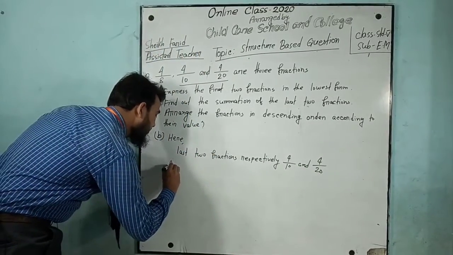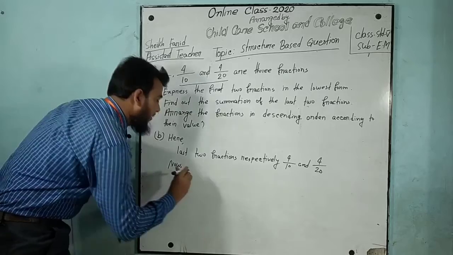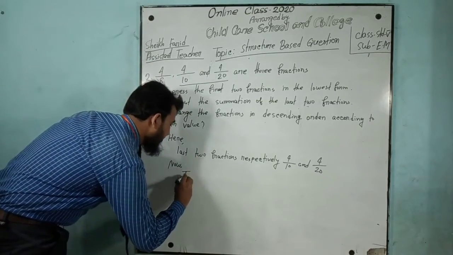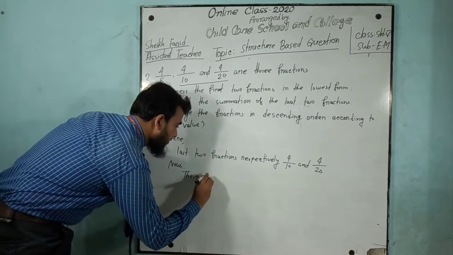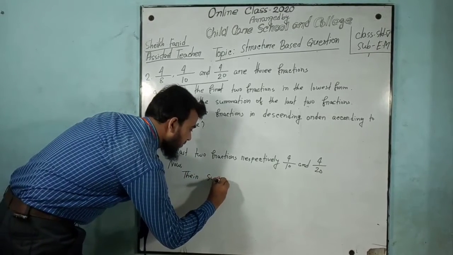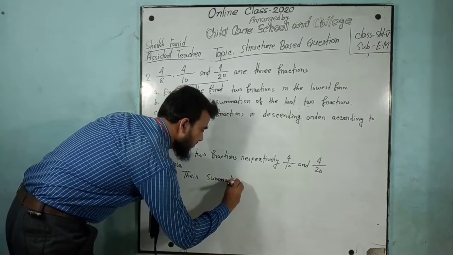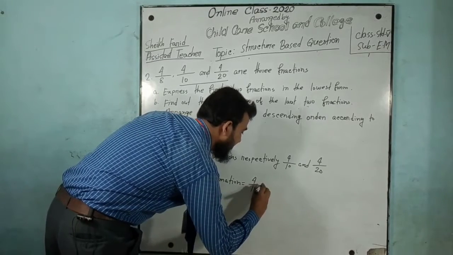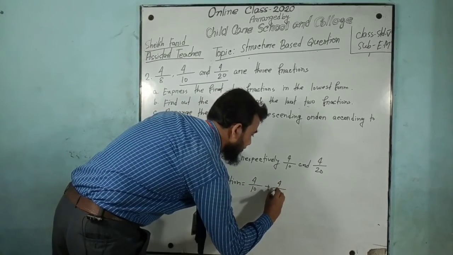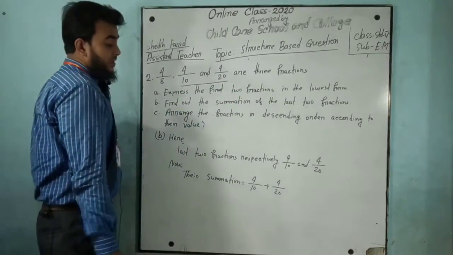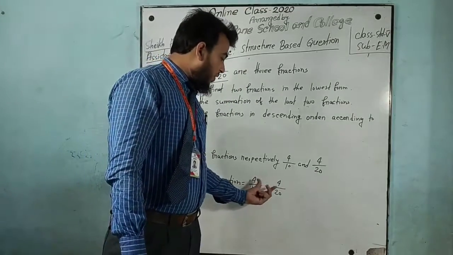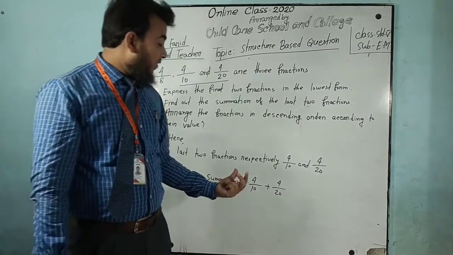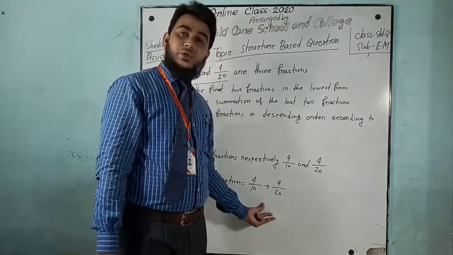Now their summation is equal to 4 by 10 plus 4 by 20. Look here, the numerators are the same but the denominators are not the same. Now if you add these, we have to find out the LCM of 10 and 20.